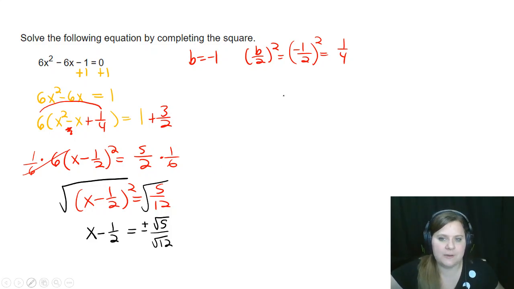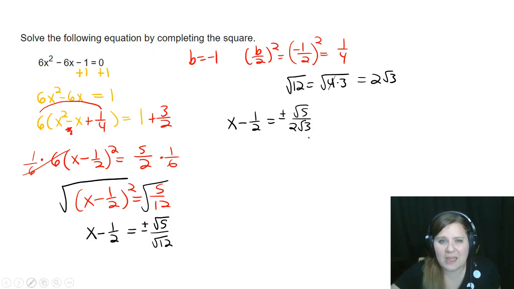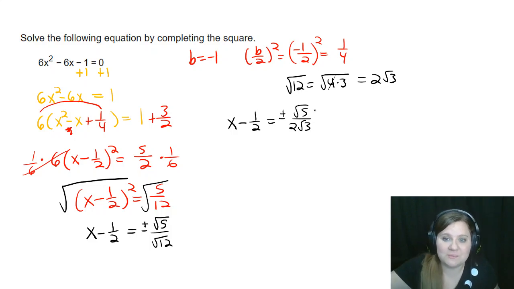Now, as a side note, don't forget that root 12 is root 4 times 3. The square root of 4 is 2, so this is 2 root 3. So now I can say x minus 1/2 equals plus or minus root 5 over 2 root 3. Now I do want to go ahead and rationalize this so that it's not quite so messy. Rationalizing means get rid of the radical. So that means I'm going to multiply by root 3, which is the denominator's root, on top and bottom.